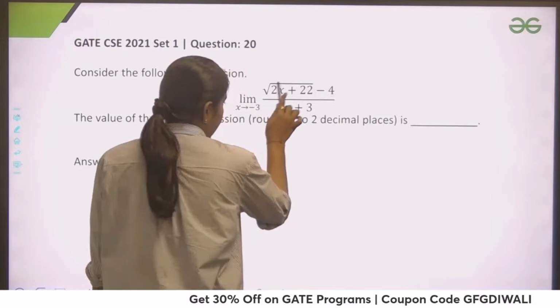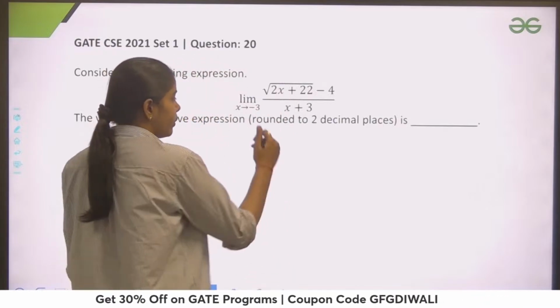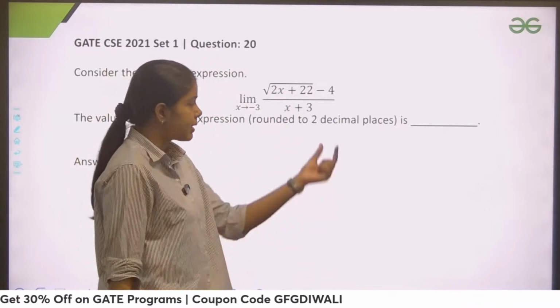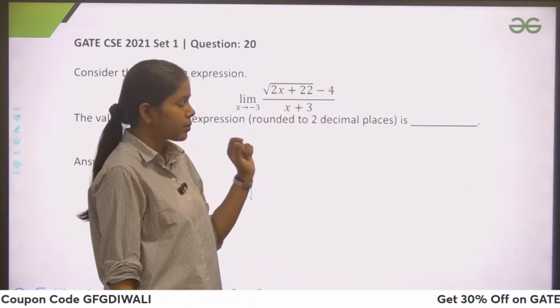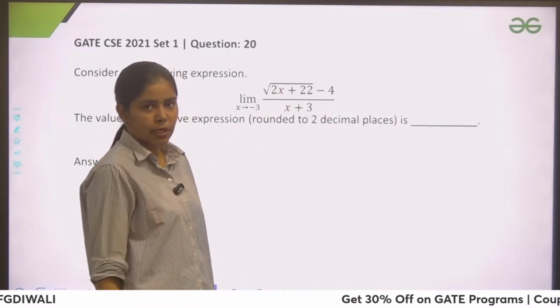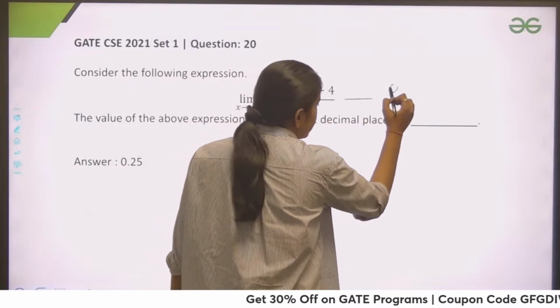What would I do here? I'll put x minus 3. So 2 into minus 3 is minus 6, plus 22 gives me 16. Square root of 16 is 4. 4 minus 4 is 0. And in the denominator, minus 3 plus 3 is 0. So that means we'll get 0 by 0 form.